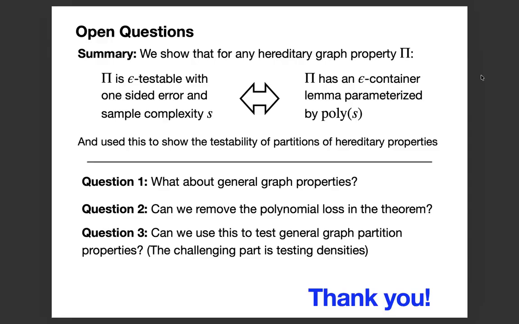Wait, sorry, can you ask the question again? Whenever you talk about characterization, there's this question. On the left, you are saying pi is testable. Then on the right, you are saying it's equivalent to having an epsilon container lemma parameterized by poly epsilon. Both of them are only a function of pi, and pi has a description independent of the size of the graph. So for the thing on the right, is there something you can write down such that, if you give me the description of pi, some decidable algorithm, no matter what its runtime, can tell me whether that property exists or not?